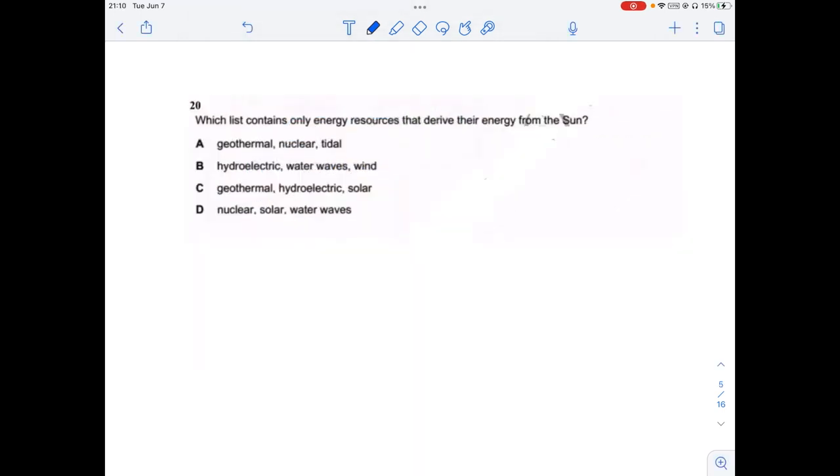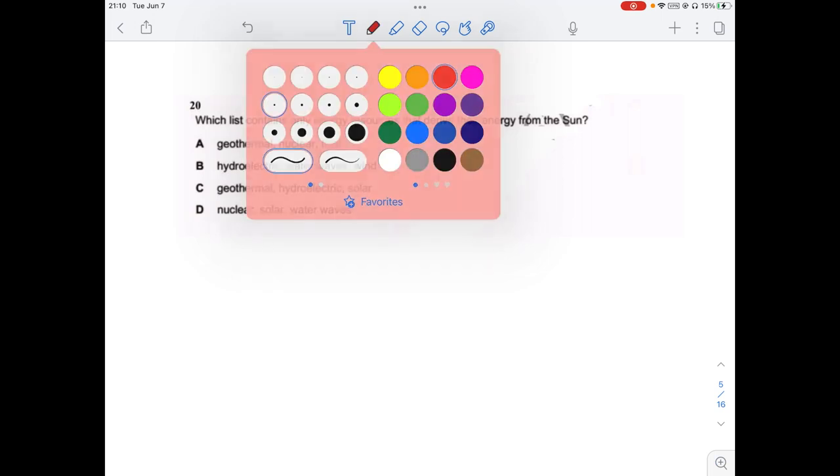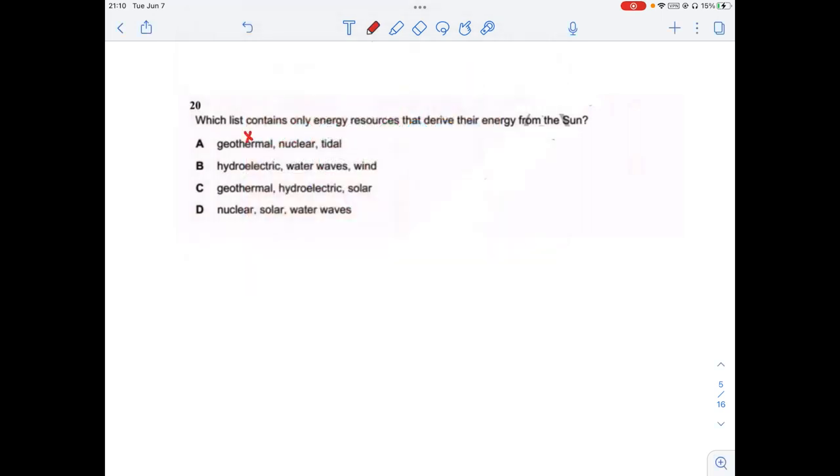Now coming to question number 20, which list contains only energy sources that derive energy from the sun? Geothermal energy does not derive energy from the sun. It is nothing but nuclear energy. So option A is wrong. Option C also has geothermal, so it is wrong. Option D also has nuclear, so that is also wrong.